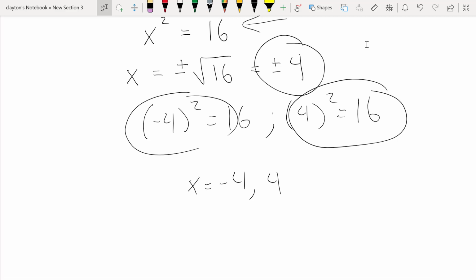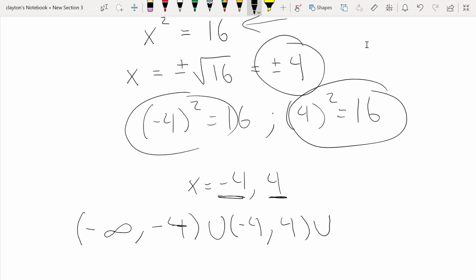Well, how do I make sure they're not in my domain? Well, we start off on the left-hand side, negative infinity. I'm going to keep running until I run into an issue. My first issue here is at negative 4. I'm going to jump over this issue to the other side of it. I'm going to keep running again until I run into another issue. And I'm going to jump over that one as well.